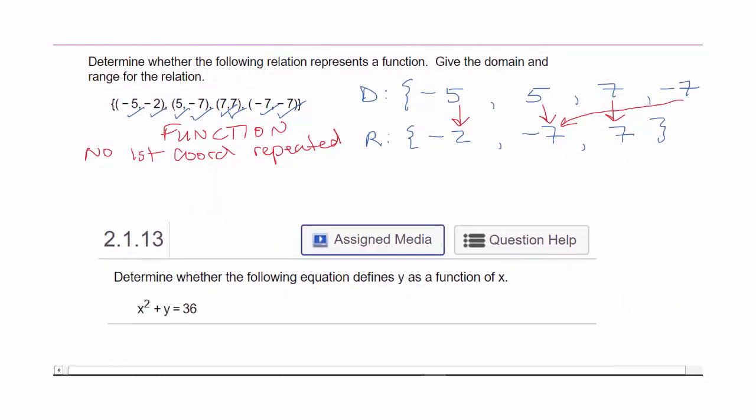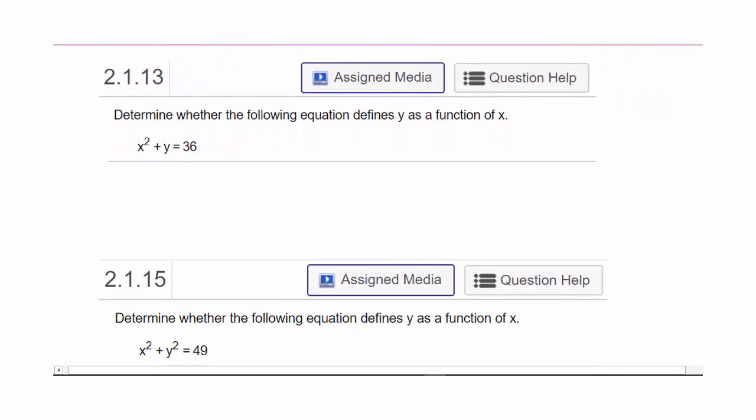Okay. So now let's see what happens when our relation is represented as an equation instead of as ordered pairs. So the same idea goes, we want to make sure that for each x it matches up with only one y. Each input matches up with only one output. Each element of the domain matches up with only one element of the range, however you want to say it. But the way we check that is different because it's given to us in a different format.